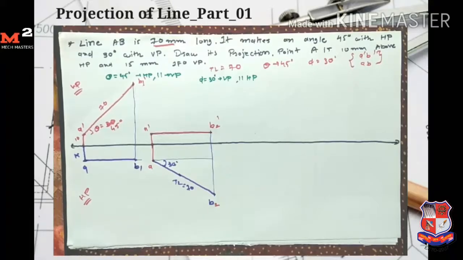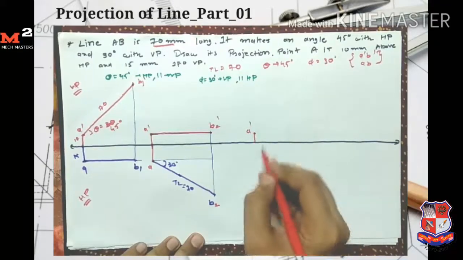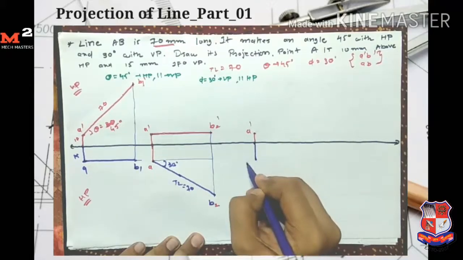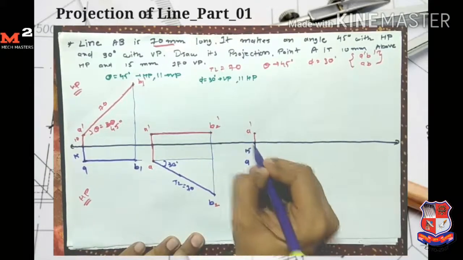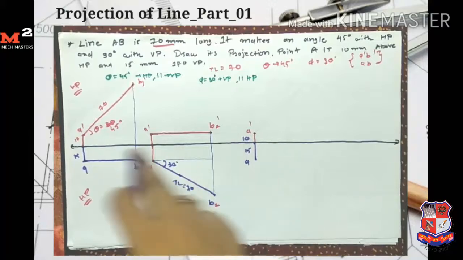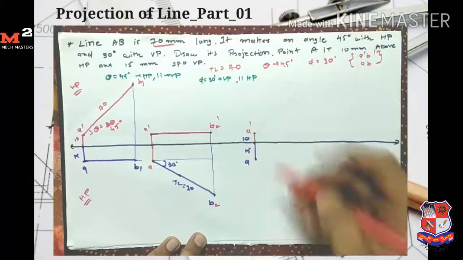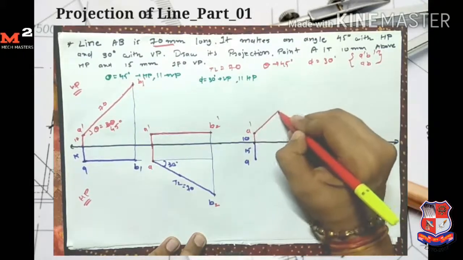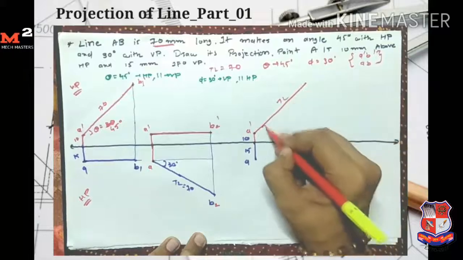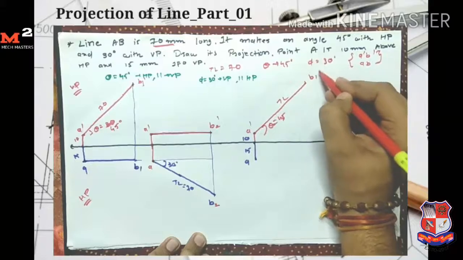Here I get the point A dash at 10 mm and point A at here at a distance of 15 mm. This distance is 10 mm and A at 15 mm, because point A is 10 mm above HP and 15 mm in front of it. Now first I draw this case. From A dash I take the angle equal to 45 degrees and length equal to true length. This angle is equal to 45. So here I get the point B1 dash.